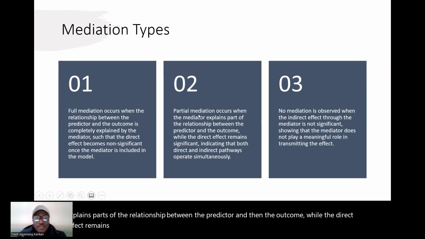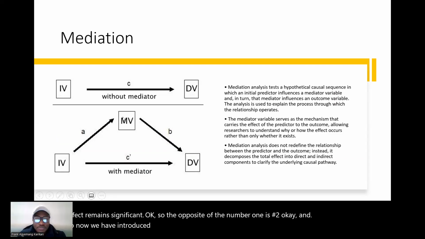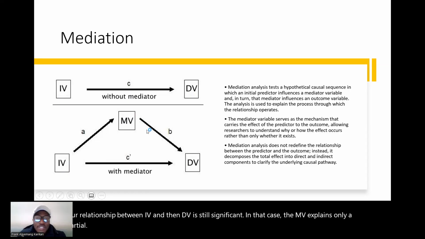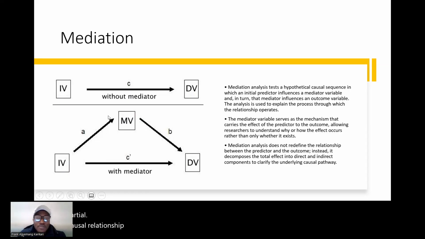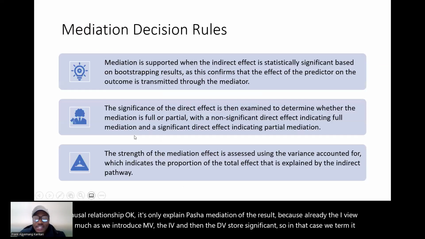Okay, so the opposite of the number one is number two. Now we have introduced our MV. In as much as we introduce the MV, the relationship between IV and DV is still significant. In that case, the MV explains only a partial causal relationship. It only explains partial mediation of the result, because even after we introduce the MV, the IV and the DV are still significant. So in that case, we term it as partial mediation.